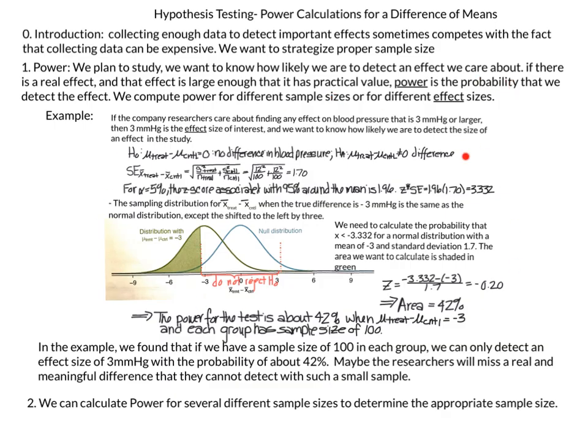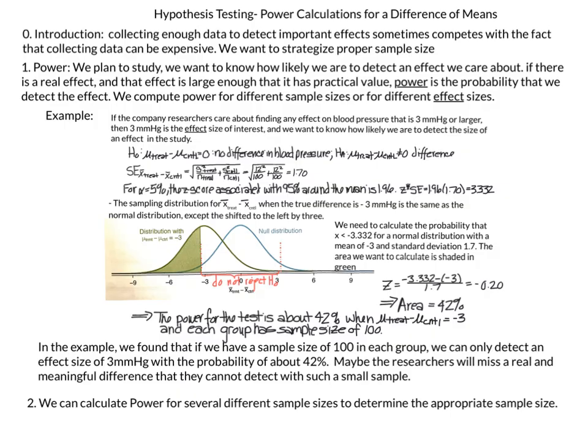This is the example we will be using to illustrate. If the company researchers care about finding any effect on blood pressure that is 3 millimeter Hg or larger, then 3 millimeter Hg is the effect size of interest, and we want to know how likely we are to detect the size of an effect in this study. So we do this power calculation.